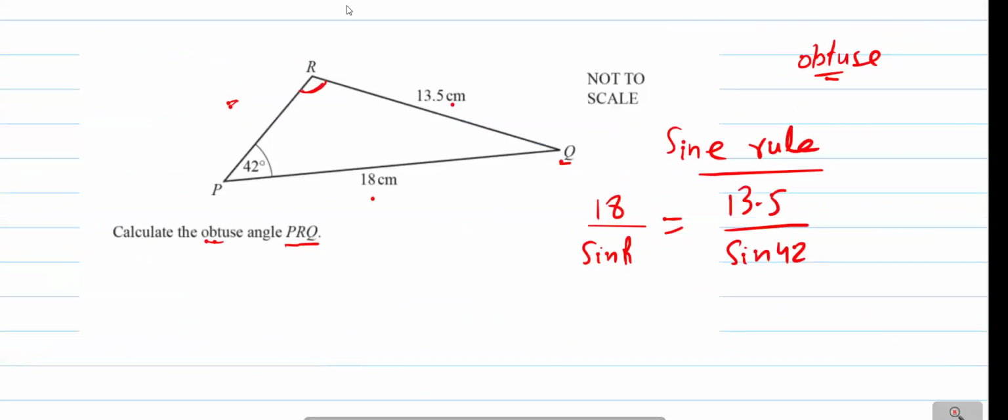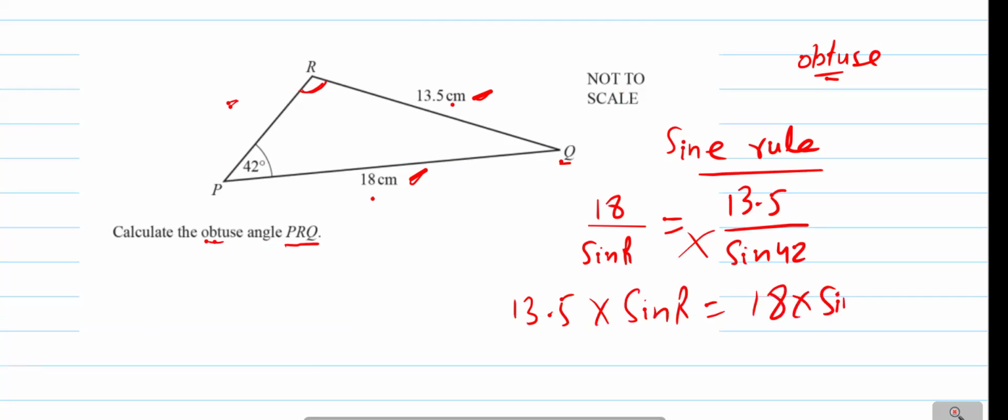So I will use it, and that is super easy now. I will cross multiply. It will become 13.5 into sine of r equals 18 into sine 42. Take it to the other side, it will become sine of r equals sine 42 over 13.5. Then take this sine to the other side because I need to find r. So r will be equal to sine inverse of this. You can call it PQR.